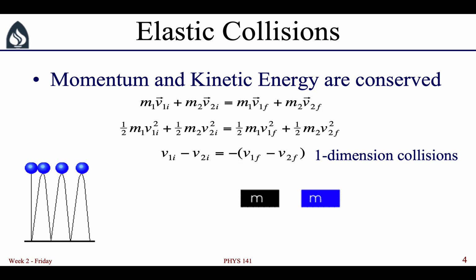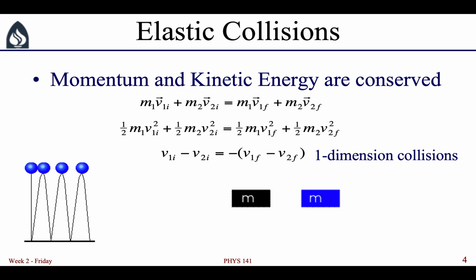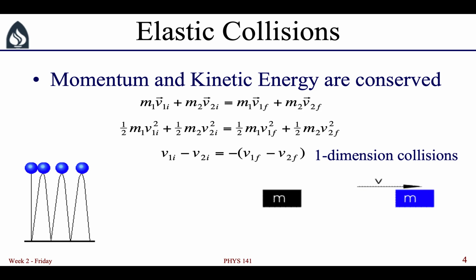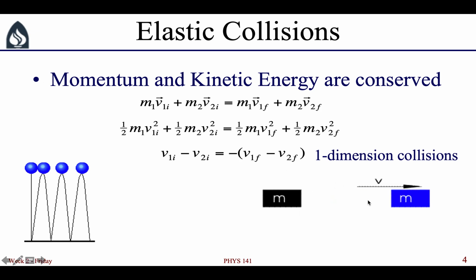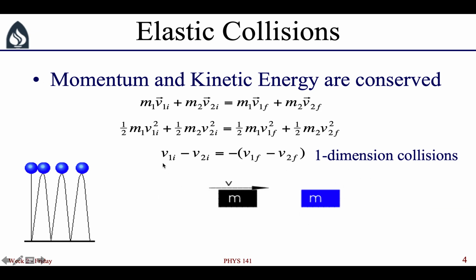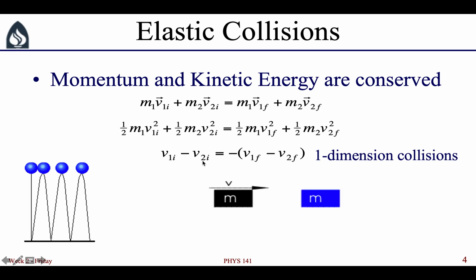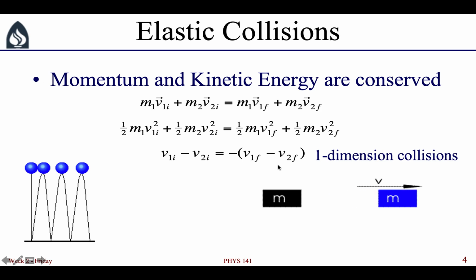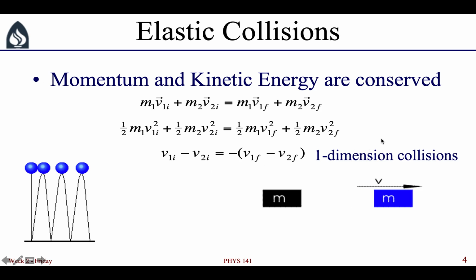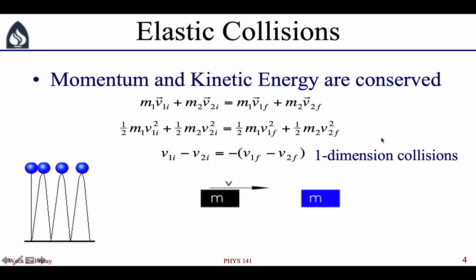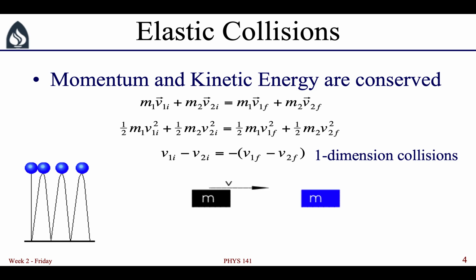So a simpler equation, which we can use if we have the special case where we know we have a perfectly elastic collision and all of the motion is in one dimension, such as the collision that's depicted here, is that the difference between the initial velocities is equal to the negative of the difference of the final velocities. So you can use this equation only when it is specified that you have an elastic collision and you know all of the motion happens in one dimension.